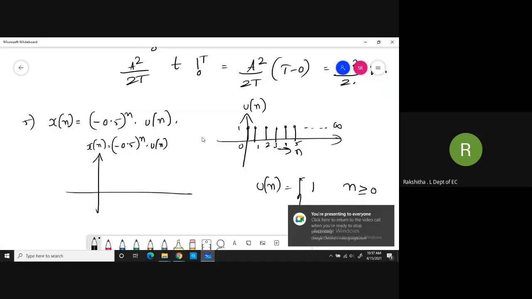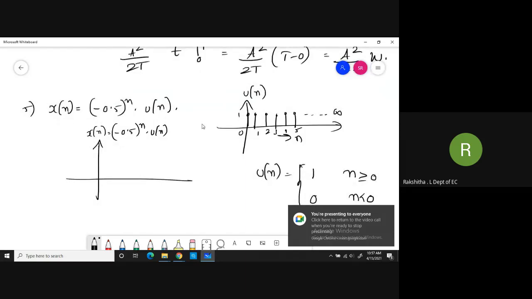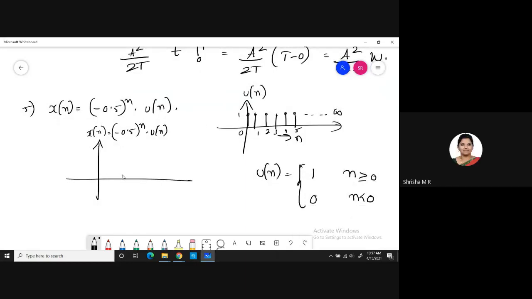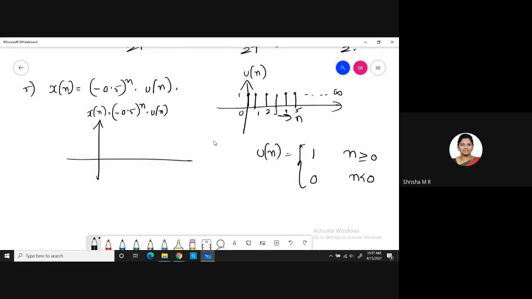By taking n values positive, ma'am. Yes, you have to substitute the value of n and plot. Now we'll try plotting this. At n equal to 0, what do you get? x of 0 is (minus 0.5) to the power of 0. What is this? 1, ma'am. At n equal to 0, your signal will be at 1.